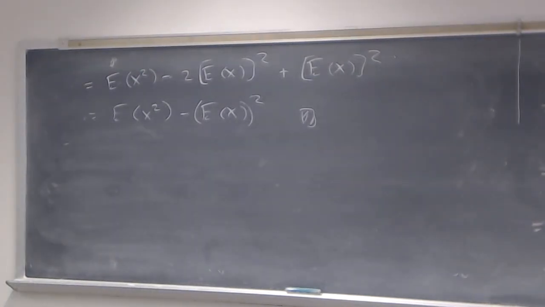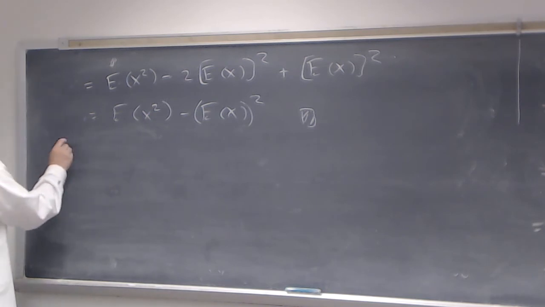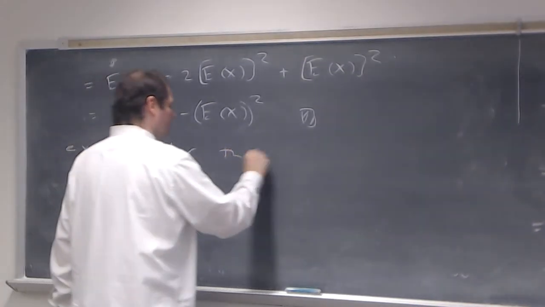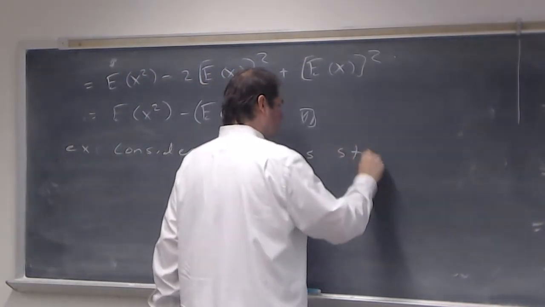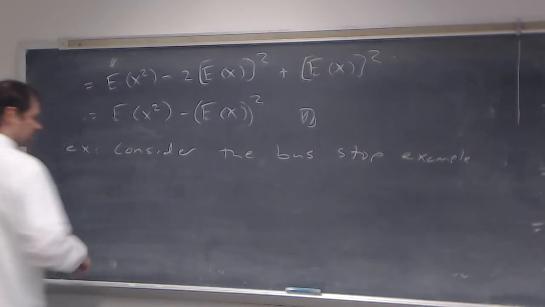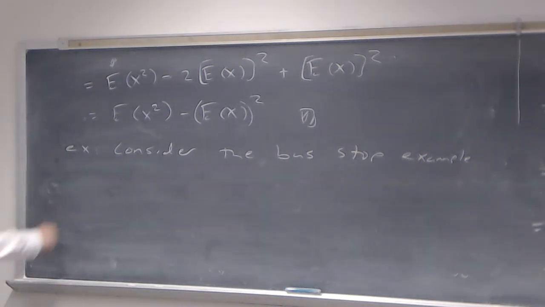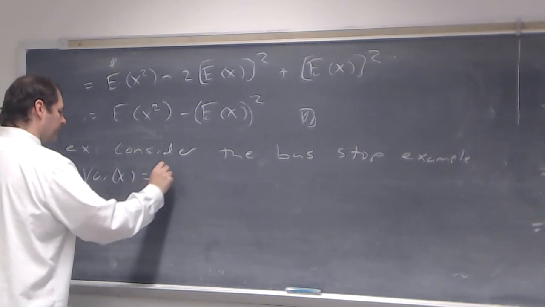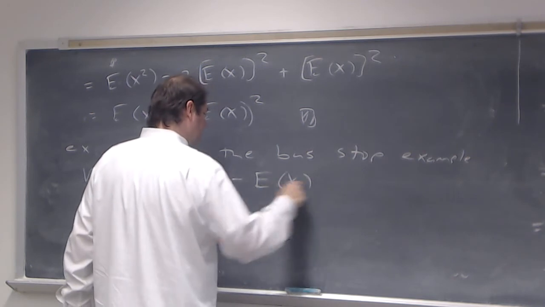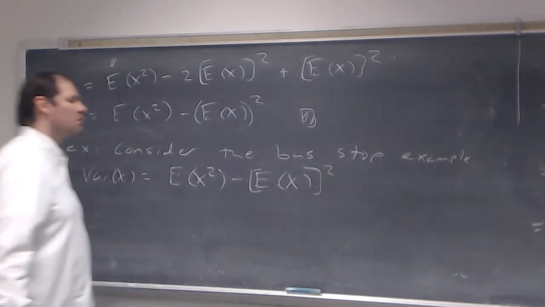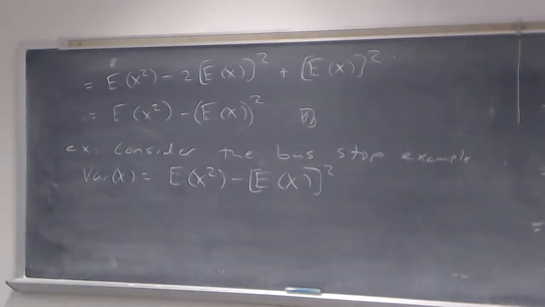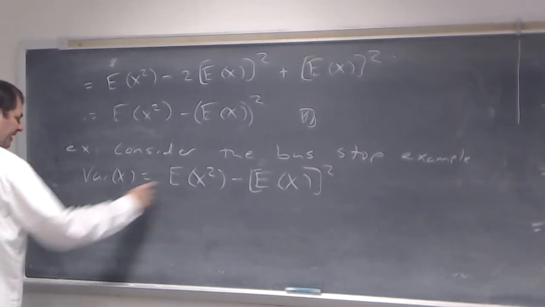Okay, as an example where we're finding the variance, let's consider the bus stop example. Okay, and we know x is the time after 5 o'clock that the person arrived. The variance of x is equal to the expected value of x squared minus the expected value of x to be squared. Remember, we calculated this earlier. The expected value of x was 15. So we need to know what the expected value of x squared is.